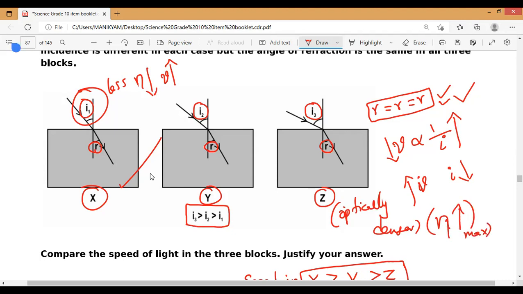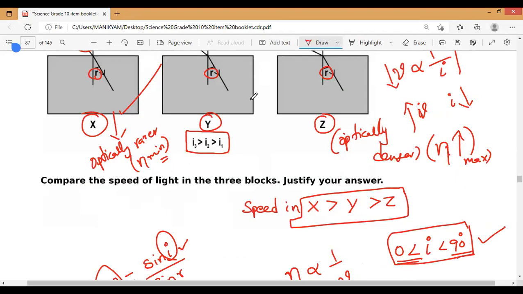Next, which is the rarer medium? Everybody, try to answer. Durga, which is the rarer medium? X. This is the optically rarer medium, because the refractive index is minimum. So please, below this question, add your own questions. Instantly we are forming which is optically denser and which is optically rarer. So please make it clear, all of you.